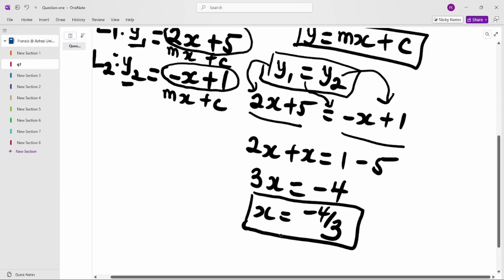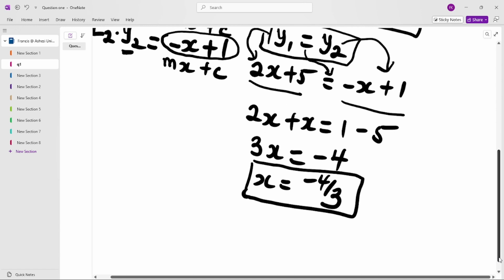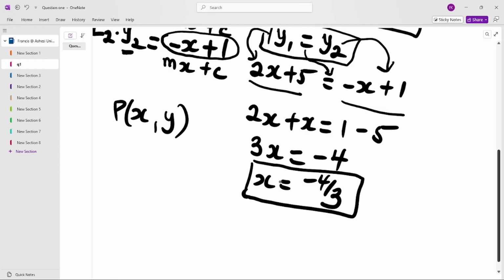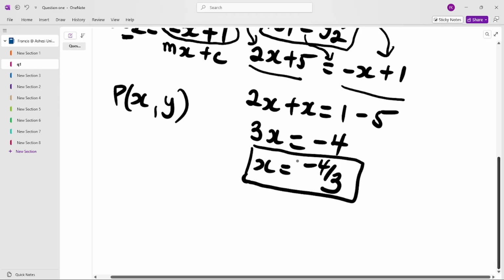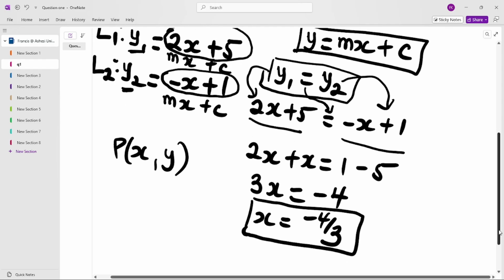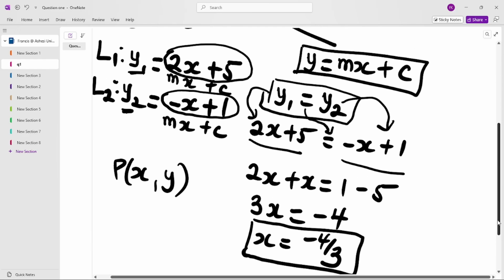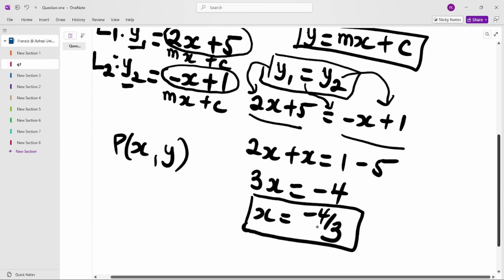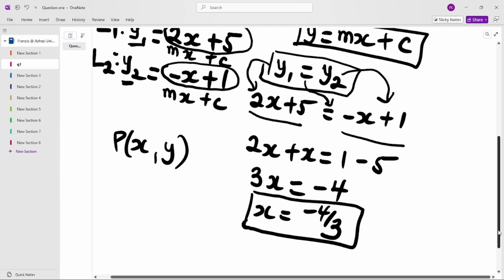Now, when you get the value for x, how do we find the value for y? Because a point P should have x coordinate, comma, y coordinate. After you find x, which is the common point of intersection, you need to put that particular value into one of the equations. You can put it in any of them. You can put it here, or you can put it in the first one. Let me put it in both, just for learning's sake, but you just have to do it for one.